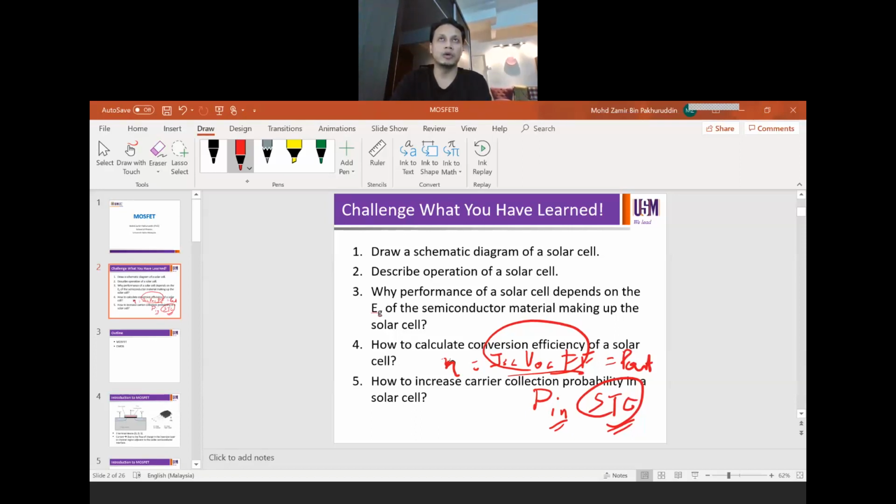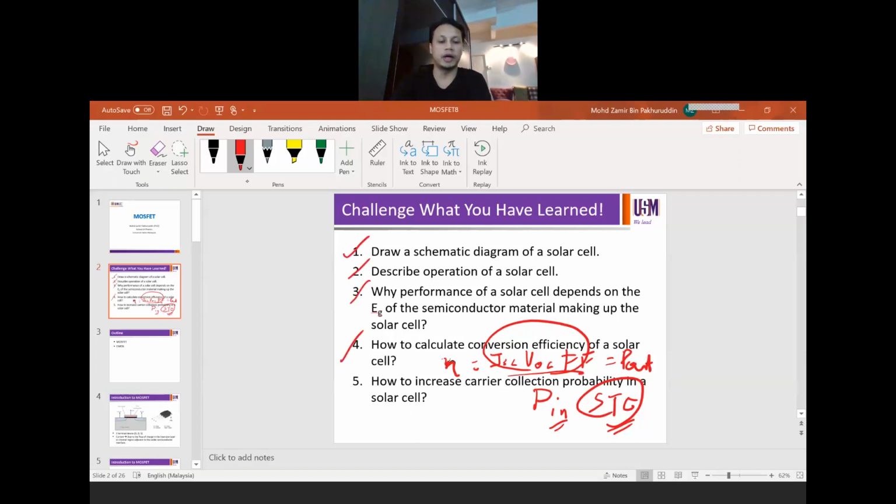So if you have a record cell, for example, if you have just produced a world record cell for a certain material or certain junction, then you cannot declare it as a new world record because it's not measured under standard test condition. Therefore, your new world record cell will not be able to go into the NREL PV efficiency map that I've shown you last time. Okay. Right. 1, 2, 3, 4 done.